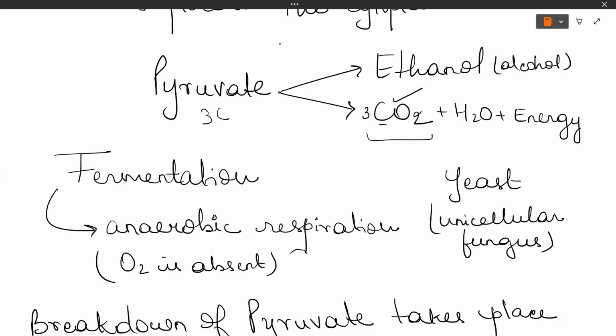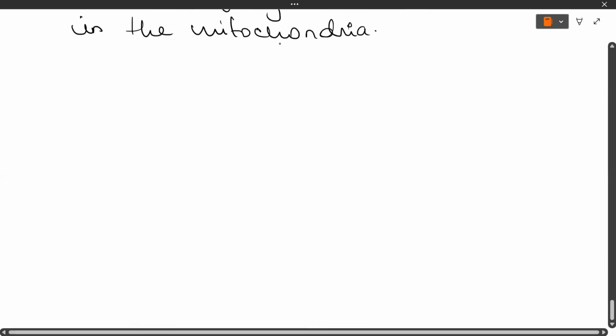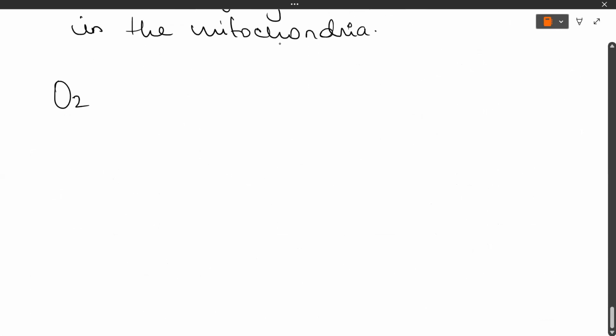Okay, very good. Now, the process which takes place in the presence of oxygen, the pyruvate being converted into carbon dioxide, water and energy, is taking place in the mitochondria. The site is the mitochondria, but it is taking place in the presence of oxygen. So when oxygen is present, what is that reaction known as?